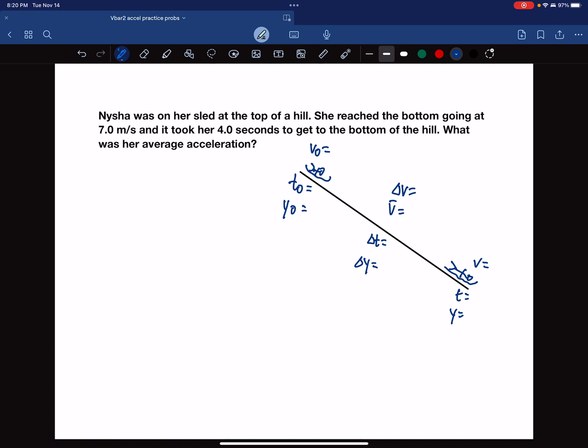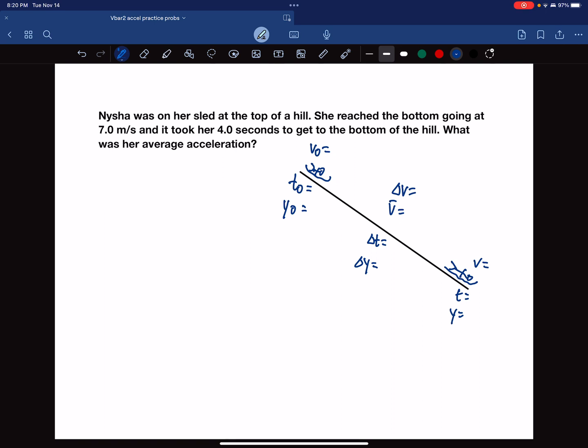Now, when it comes to any problem, the approach, when we don't know how to solve it, is to do everything. If we do everything, we are going to figure out that one thing that we need to know. Oftentimes, it's easier to figure out everything and helps us understand better than if we try to just find the answer. So we know she's on her sled at the top of the hill.